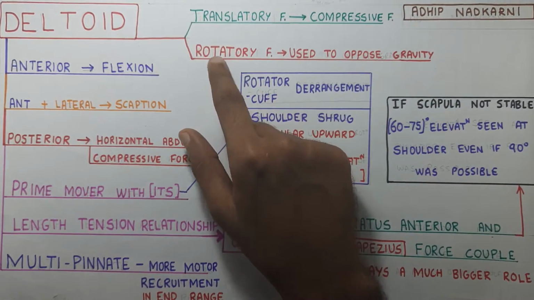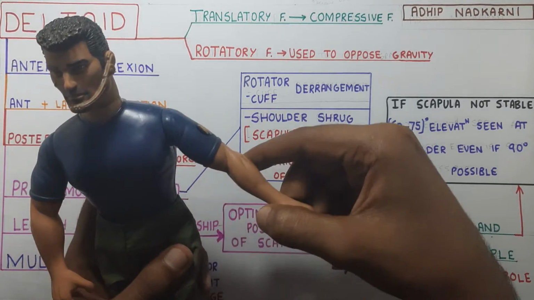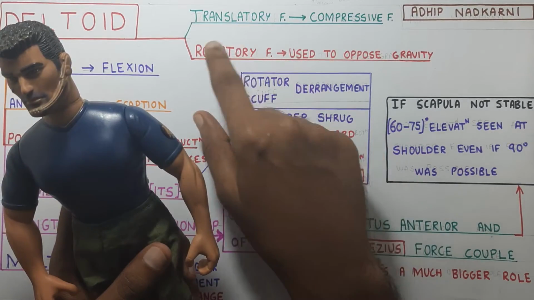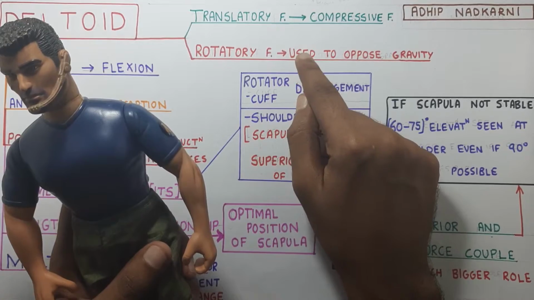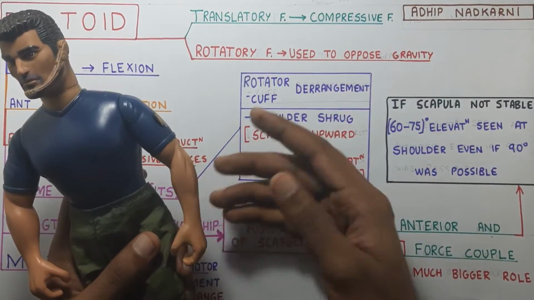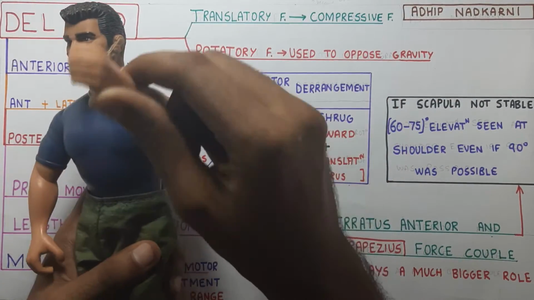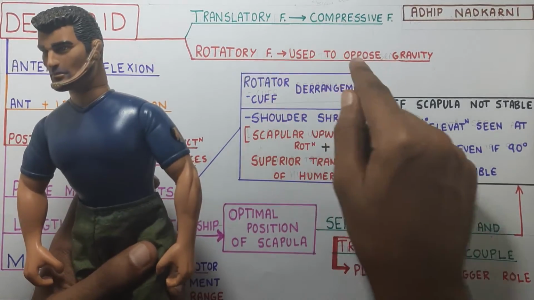And the rotatory force, that is, if you are doing abduction, the rotatory force which is there is used up to oppose gravity, because gravity is pulling it down, right? So the rotatory force of the deltoid will be used to oppose the gravity.